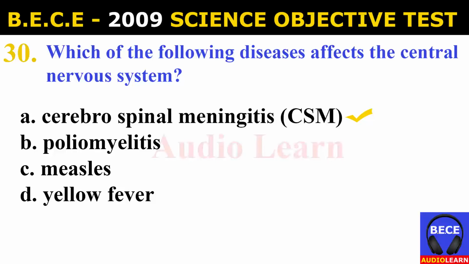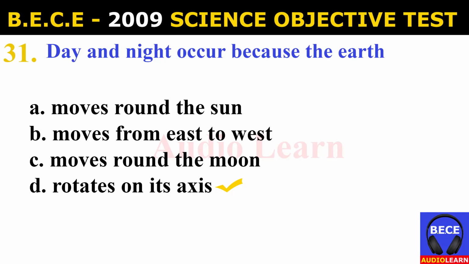Number 30. Which of the following diseases affects the central nervous system? A. Cerebrospinal meningitis, CSM. B. Poliomyelitis. C. Measles. D. Yellow fever. And the answer is A. Cerebrospinal meningitis, CSM.